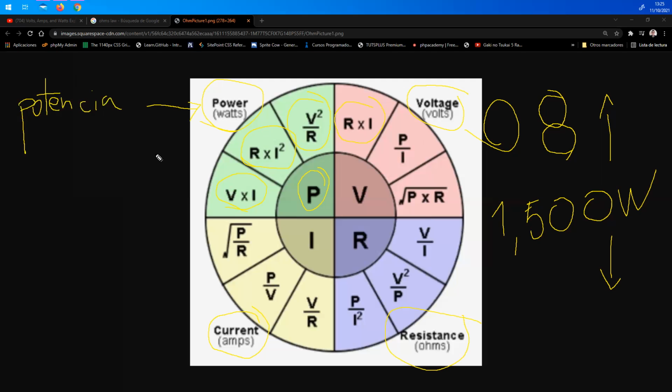Potencia. That's the intensity for this. This is la intensidad: current, resistance, and voltage. So for the voltage, we have resistance multiplied by current.